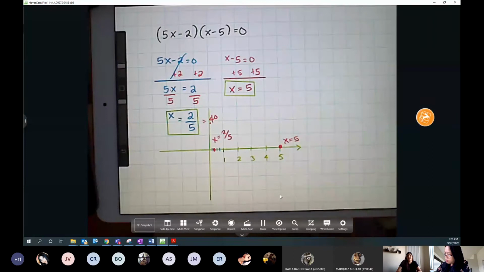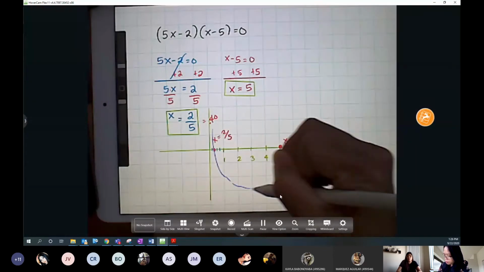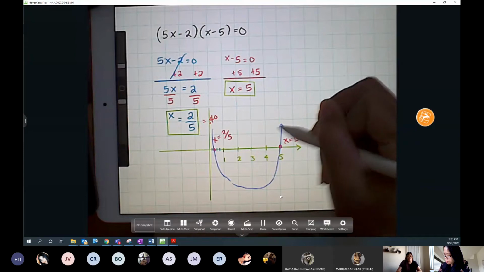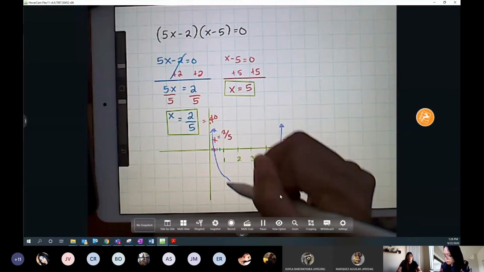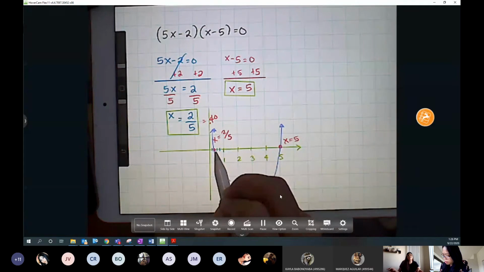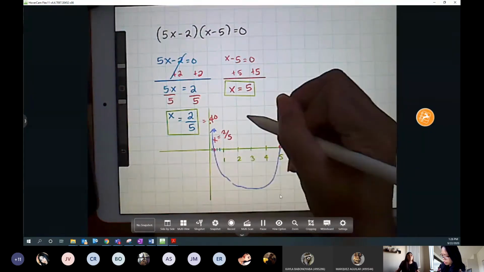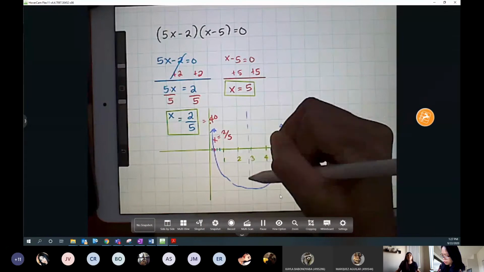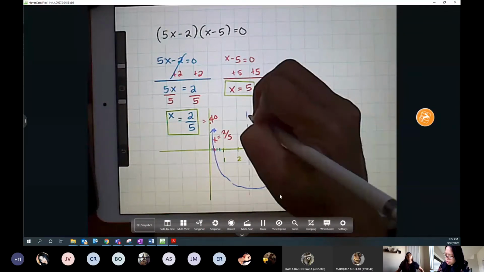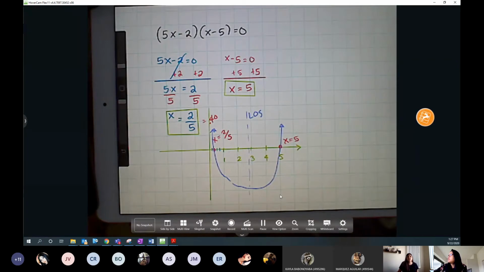Okay, so just draw your parabola. And 1, 2, 3, 4, and 2/5. So our line of symmetry is somewhere past 2. All right, question at this point.